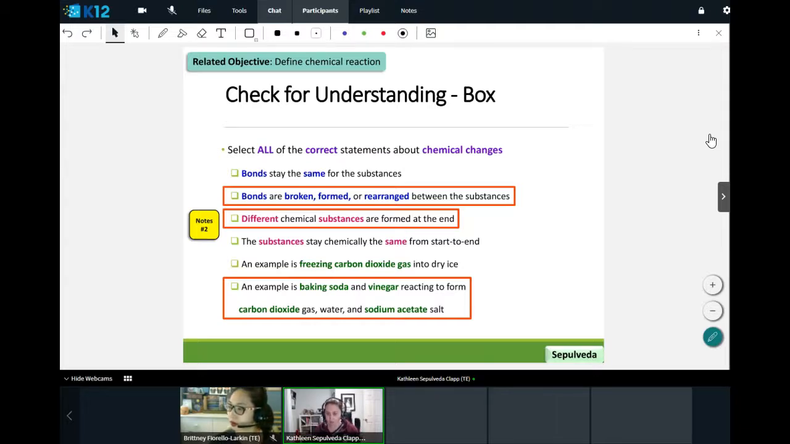Bonds are broken, formed, and rearranged between the substances. You have different chemical substances that are formed at the end, because again, we're talking about chemical changes. And then finally, that example that we just saw in that video is baking soda and vinegar reacting to form carbon dioxide gas, water, and sodium acetate salt. All right, so excellent job. This is the answer to number 2.